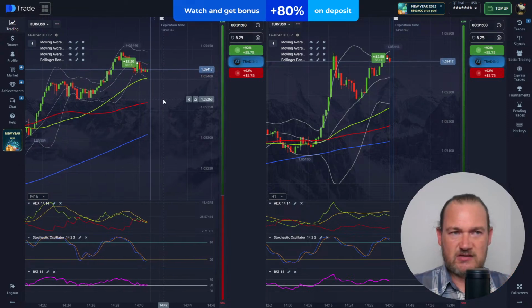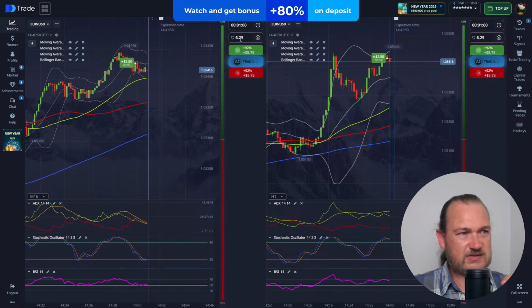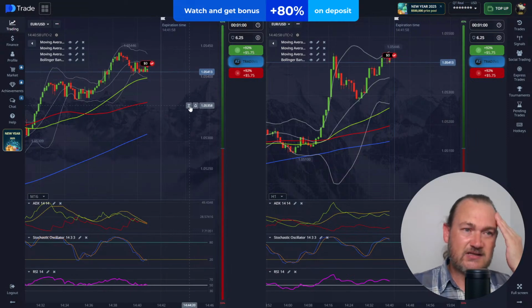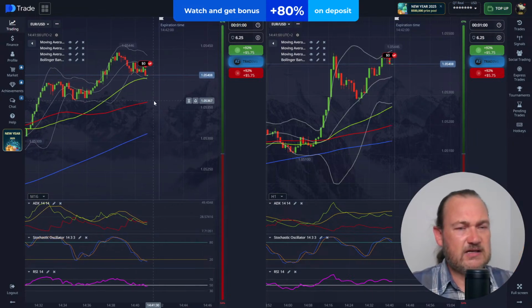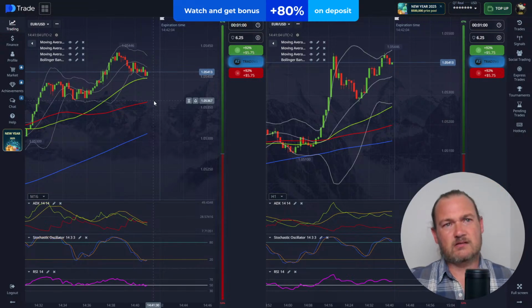Instead, I'm going to wait for a new entry. Once I get a new entry from one of my strategies, I will take another trade, and that trade will be for 625. Okay, so we are going to lose this one. We've got 2 seconds left. We lost that one, so we're down 6.2, but it's not a problem. This is where Martingale comes in.